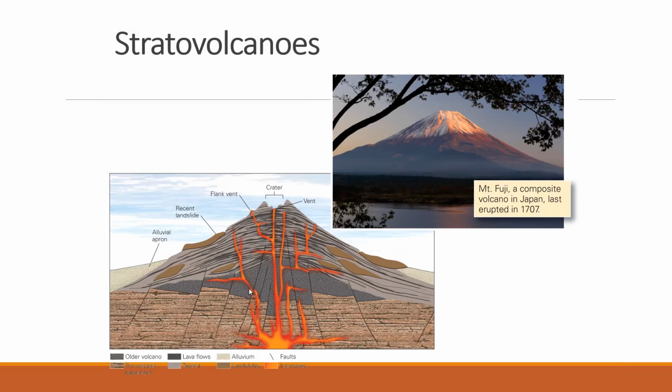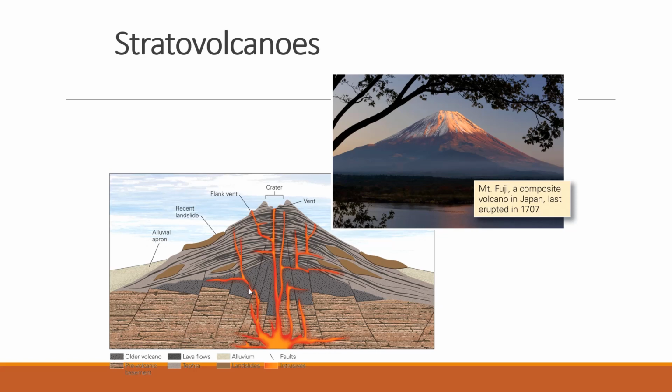Stratovolcanoes are formed from interspaced layers of flows and pyroclastic eruptions. So we'll have a flow that doesn't go very far and is fairly steep because it's higher viscosity, higher silica content, and then we'll have pyroclastic eruptions between them. These are also called composite cones. They're strato because of stratigraphy layers, or composite because we have these interspaced layers.